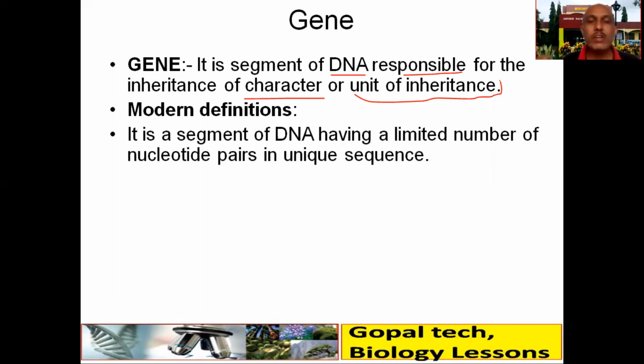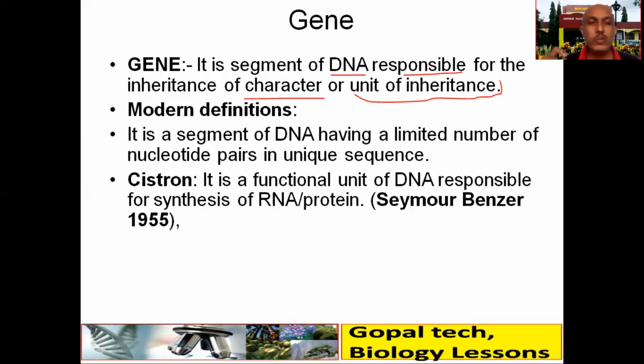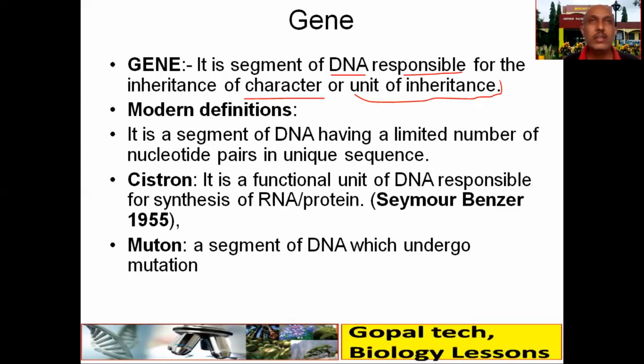It is a segment of DNA having a limited number of nucleotide pairs, nitrogen bases pairing in a unique sequence. So that sequence is very important. Among that, there is the cistron. It is a functional unit of DNA, responsible for the synthesis of RNA, or from that RNA, the protein chain. It was named according to Seymour Benzer in 1955. Then what is a muton? Okay, so this is the cistron.